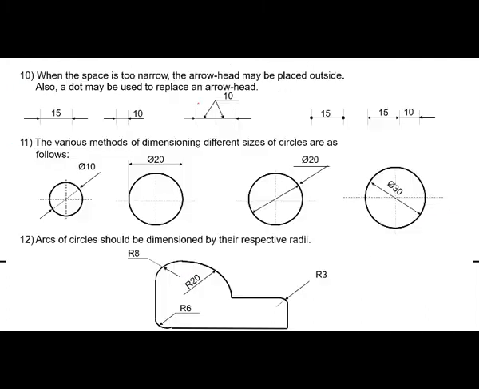When the space is too narrow, the arrowhead may be placed outside. Also, a dot may be used to replace an arrowhead, like this. This is wide, so we can write inside the two lines. But if the two lines are too narrow, we can give it outside, and the way of outside writing is like this. We can understand this is the dimension between these.